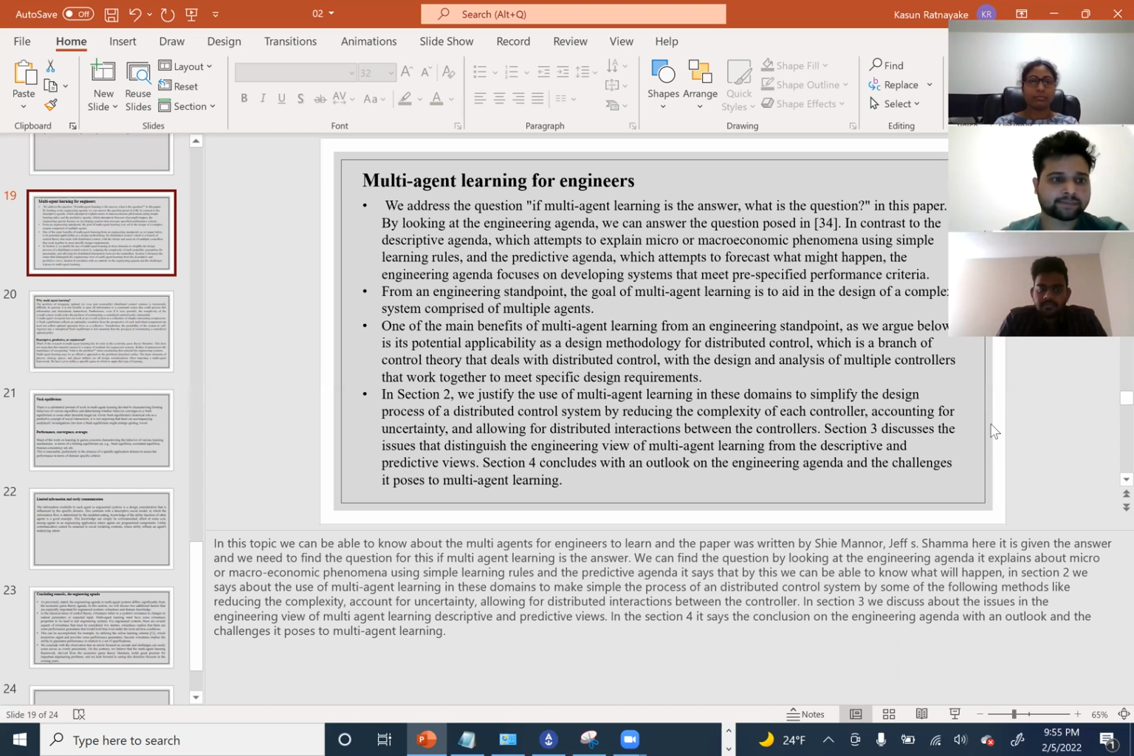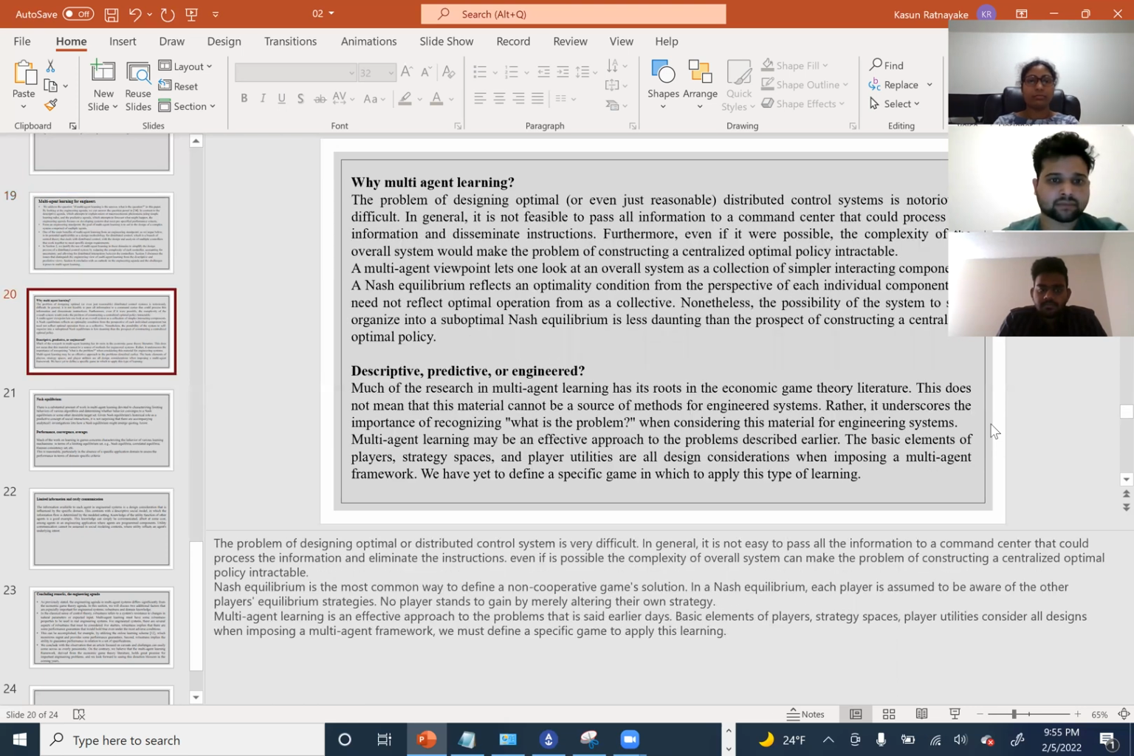And next, coming to why multi-agent learning. The problem of designing optimal distributed control systems is very difficult. In general, it is not easy to pass all the information to a command center that could process this information and issue the instructions. Even if it is possible, the complexity of it is high, so the construction of a centralized optimal policy is intractable.